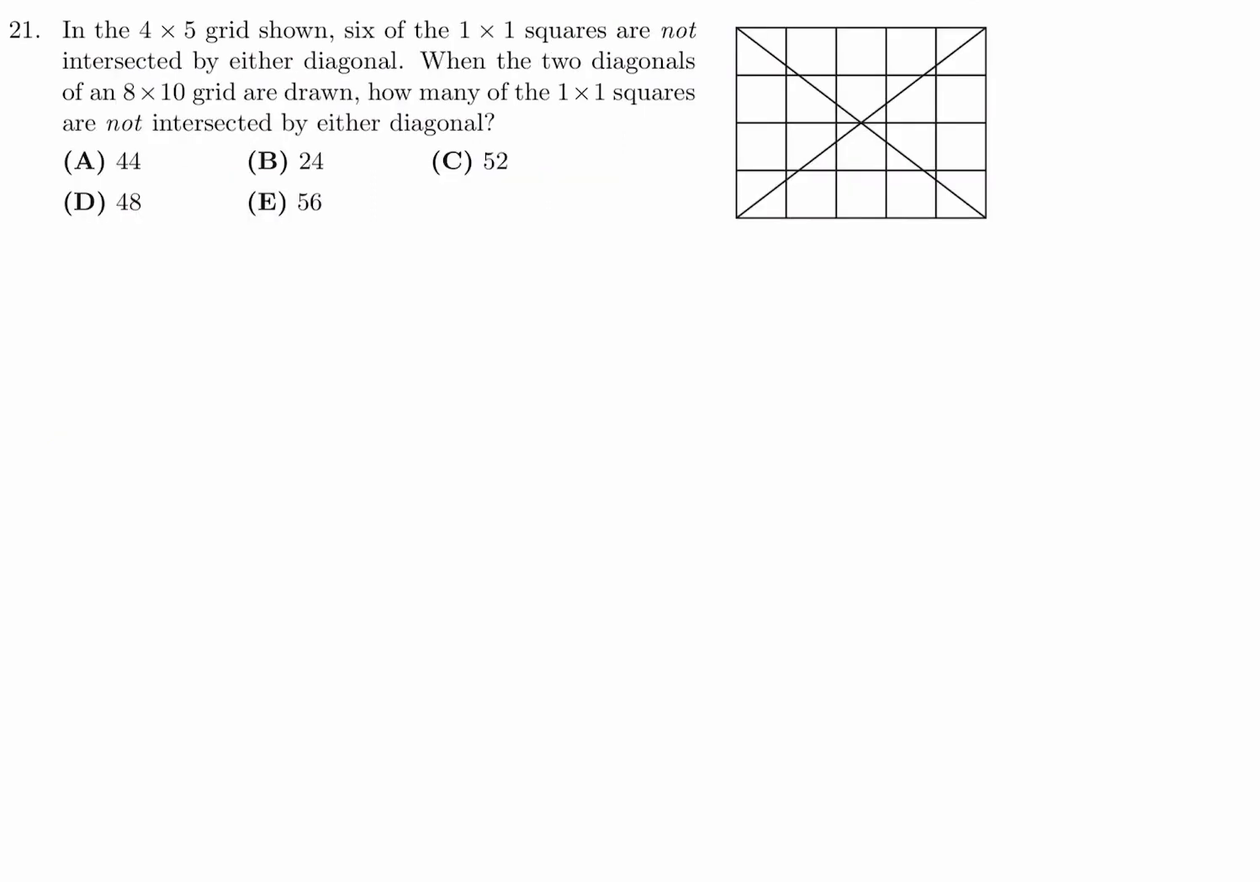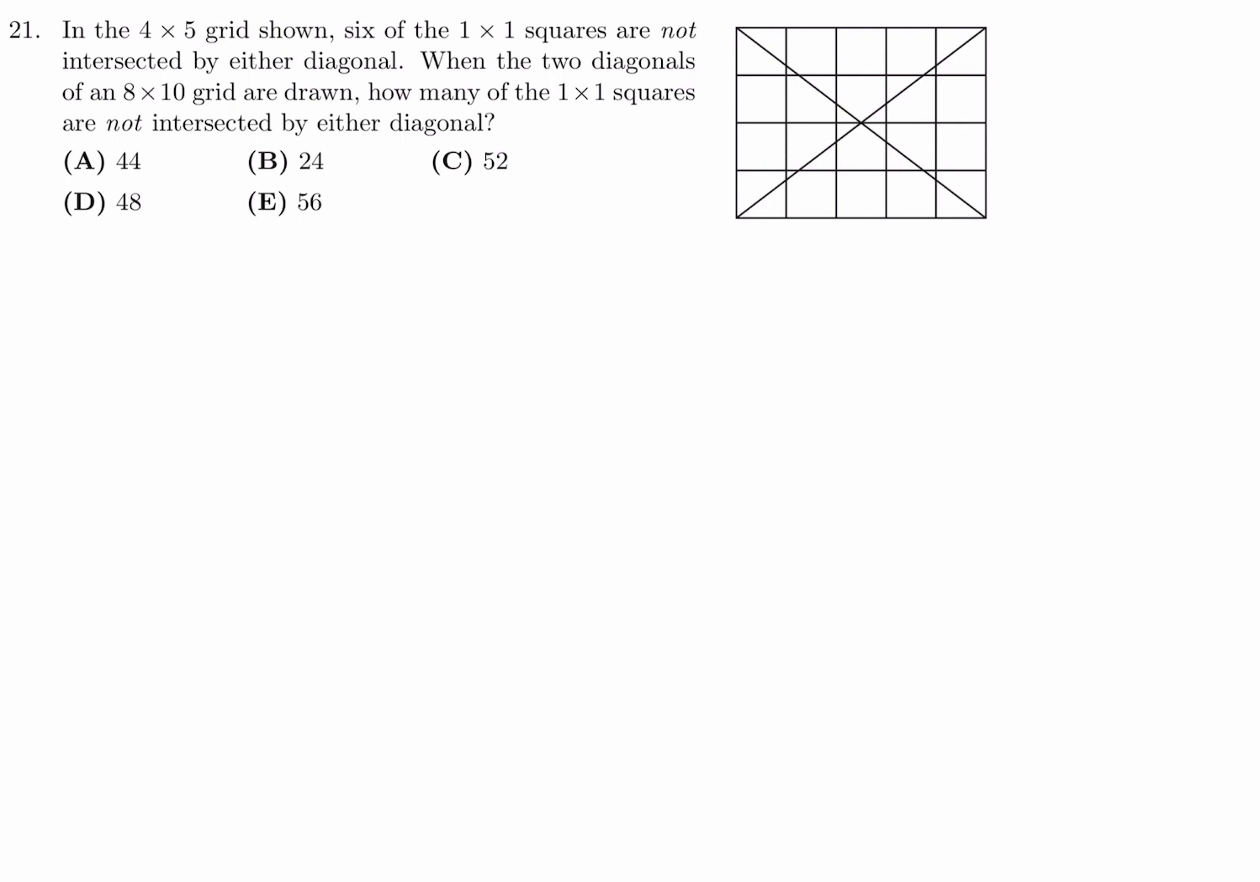In the 4x5 grid shown, 6 of the 1x1 squares are not intersected by either diagonal. When the 2 diagonals of an 8x10 grid are drawn, how many of the 1x1 squares are not intersected by either diagonal? In the first one, let's look at which 6. This one, these two, and this one. Those 6 are not intersected by the diagonals.